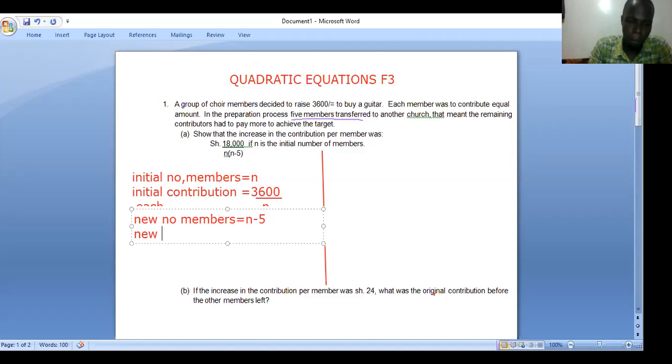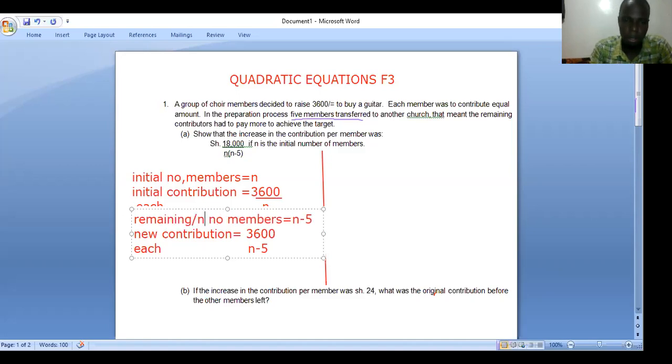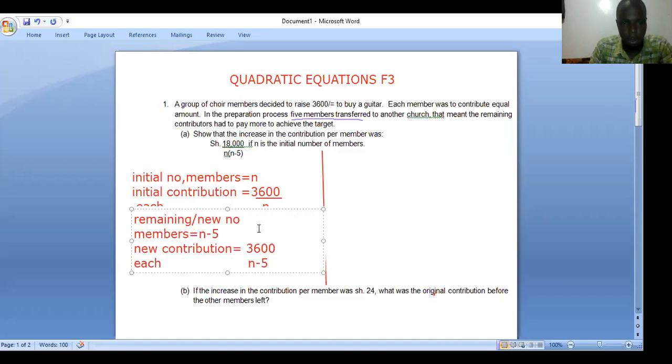So the new contribution per person, after 5 people left, will be equivalent to the amount that they were supposed to raise, but now this amount will be divided by the remaining members. The remaining members, we said, is n minus 5. So we say that 3600 divided by n minus 5.